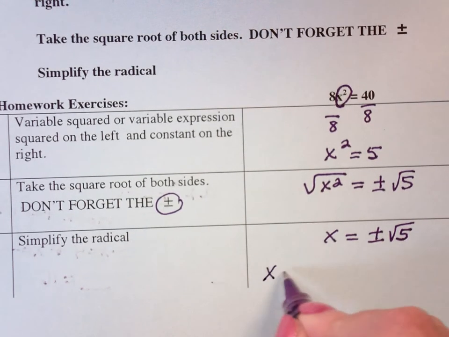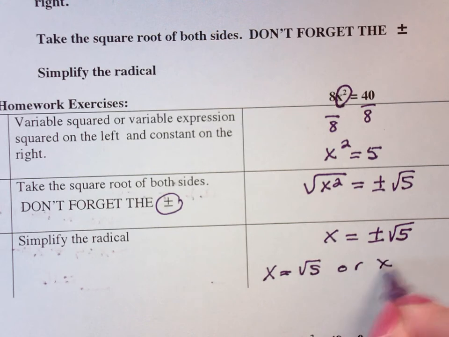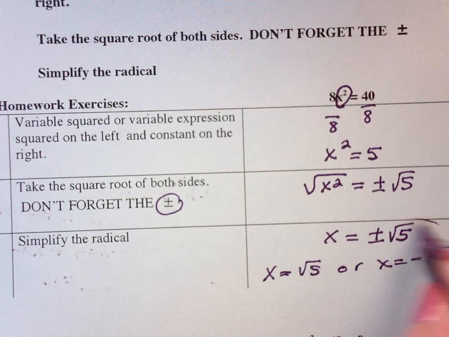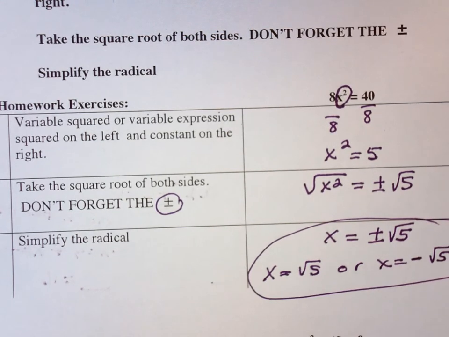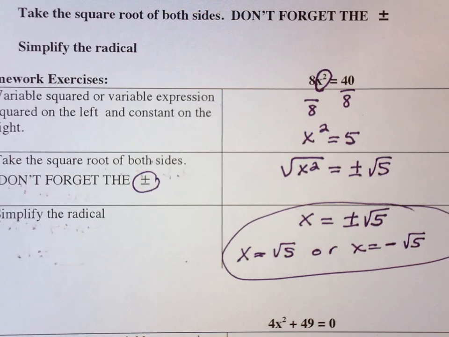This is actually x equals the square root of 5, or x equals the opposite of the square root of 5. Plus or minus means that it has two answers. We normally tend to write it just as plus or minus the square root of 5.